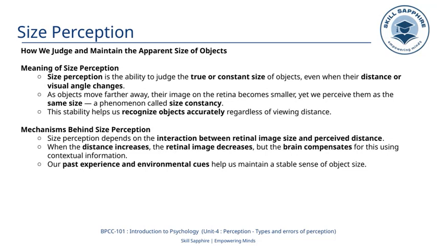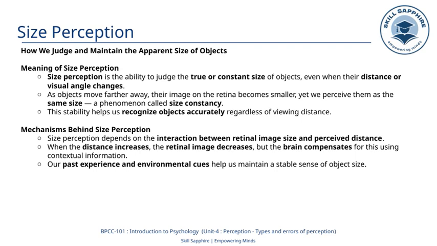Let's talk about size perception. Essentially, it is our ability to judge the true or constant size of objects, even when their distance or the angle at which we see them changes. Now, you might have noticed that as objects move farther away, their image on our retina actually gets smaller. Despite this, we still perceive them as being the same size. This phenomenon is called size constancy, and it plays a crucial role in helping us recognize objects accurately regardless of how far they are from us.